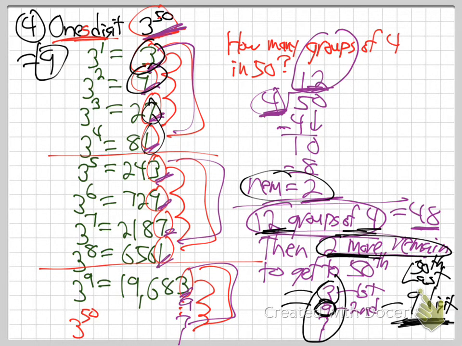For that crazy big number, 3 to the 50th, we can't even figure out what 3 to the 50th power is on our calculator. It won't even show us all the way down to the ones digit because there are so many digits.